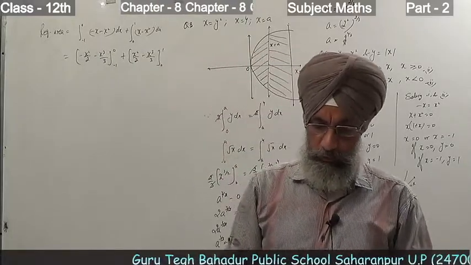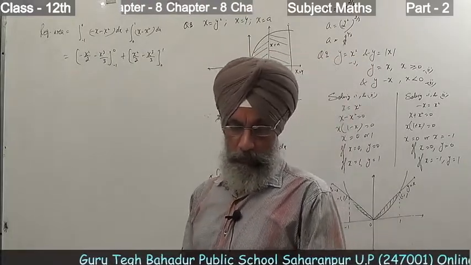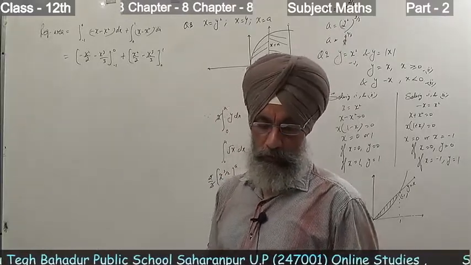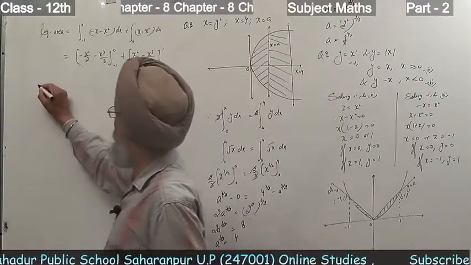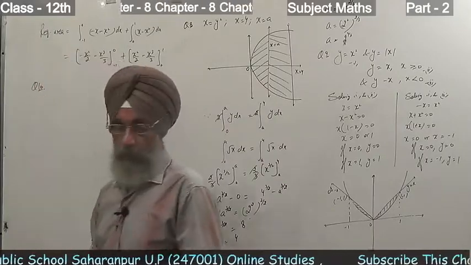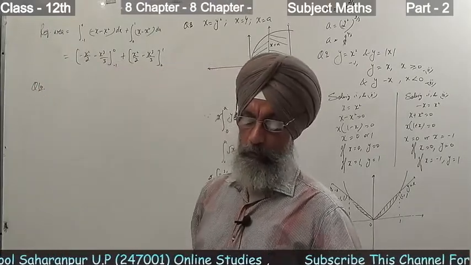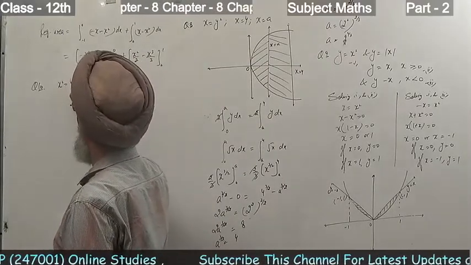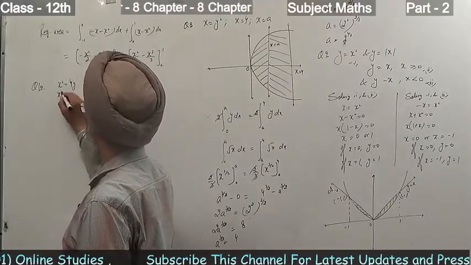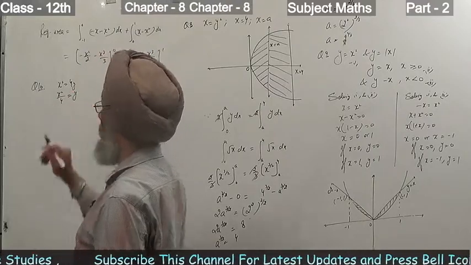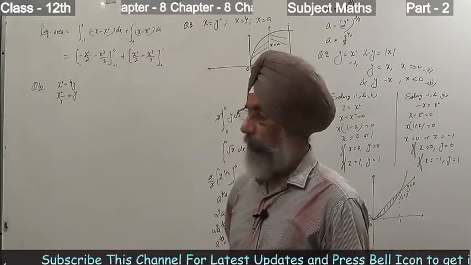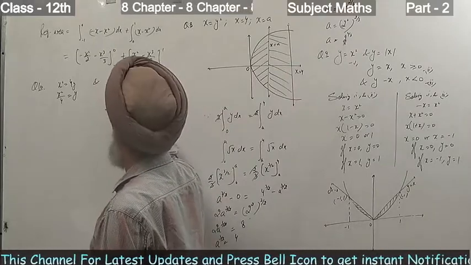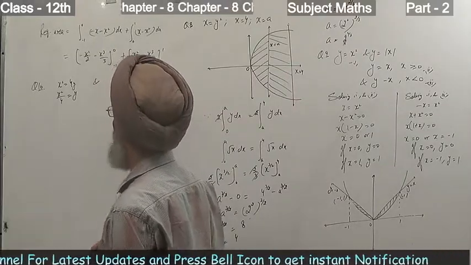See the question number 10. I am telling you so many questions so that the concept becomes clear to you properly. See the question number 10 here. In the question number 10, it is given to us area bounded by the curve x square is equal to 4y, or you can say x square upon 4 is equal to y. That's a parabola again. And x is equal to 4y minus 2 is a line.